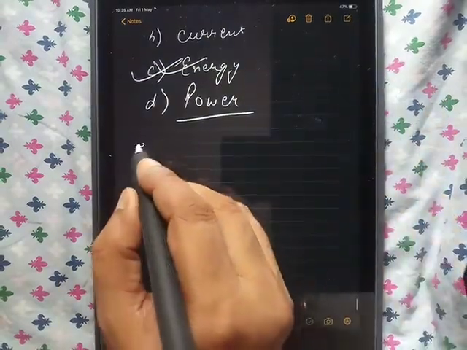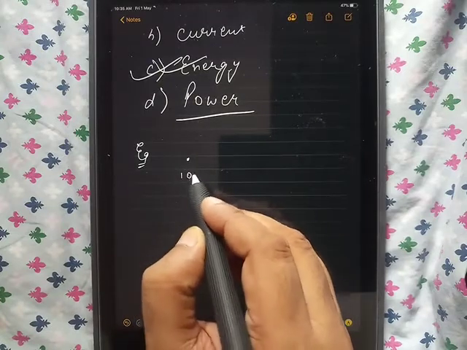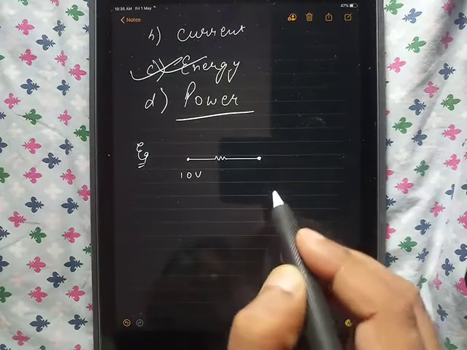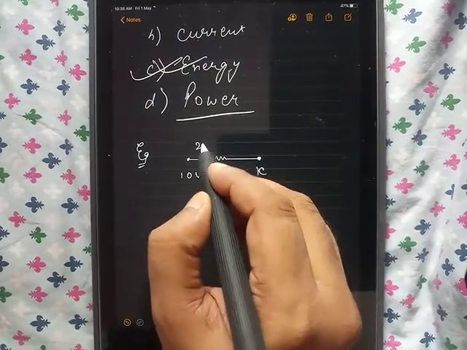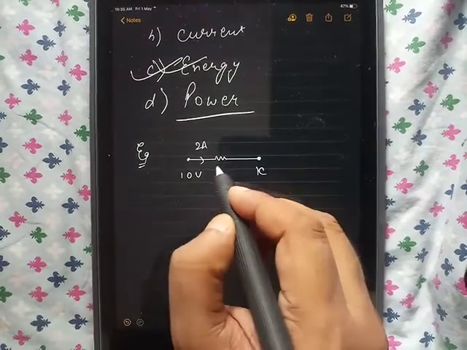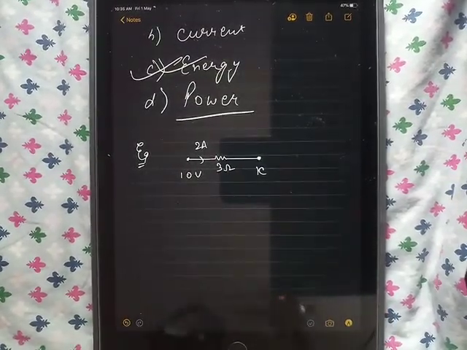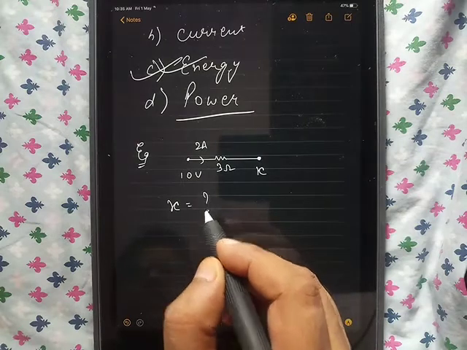If we take an example on this, suppose this is at 10 volt, this is at X volt. Let 2 ampere of current is flowing through 3 ohm resistance. What will be the potential at X? Pause your video and find the potential at X.